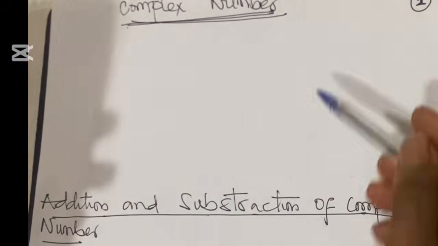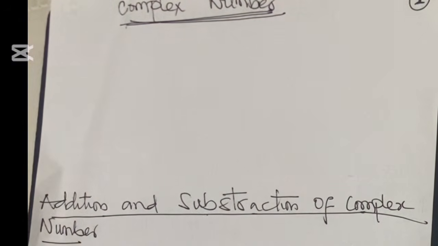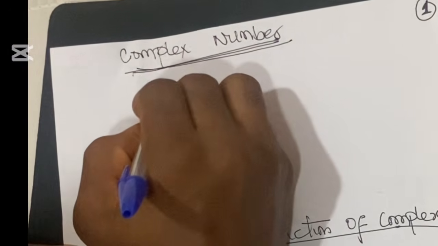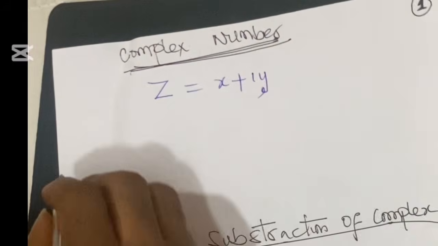Now let's know what a complex number is. A complex number consists of both a real number and an imaginary number. Any number that consists of a real unit and an imaginary unit, we call that particular number a complex number. In mathematical terms, it is written as z equals x plus iy.